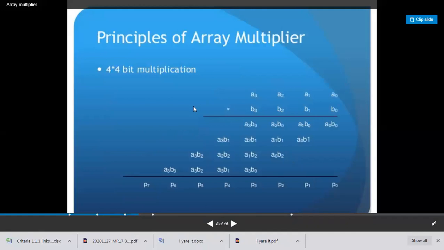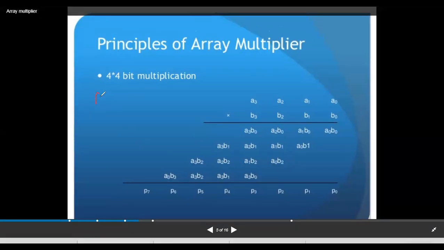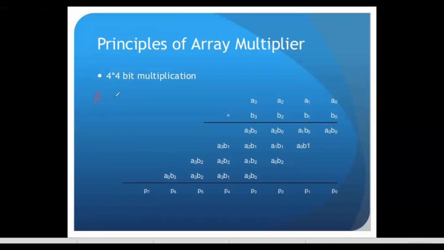Okay. The basic principle of an array multiplier. Say I have a 4 cross 4 array multiplier, with 4-bit information: 4 bits A0, A1, A2, A3 and B0, B1, B2, B3 are the two 4-bit data. I want to multiply A with B, a multiplicand with the multiplier. The product is A into B.